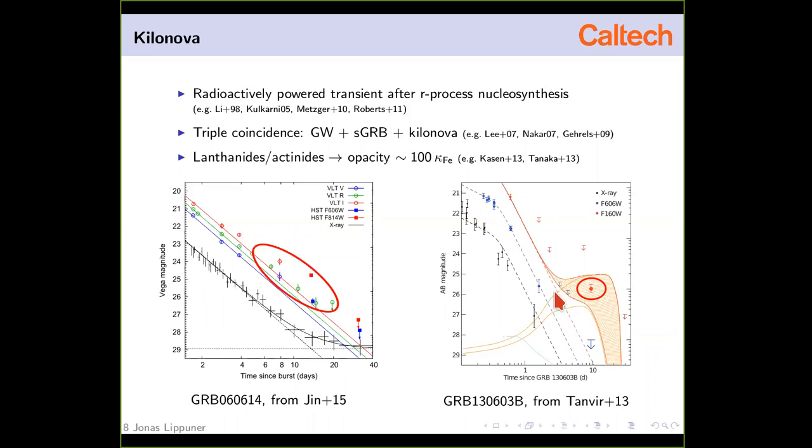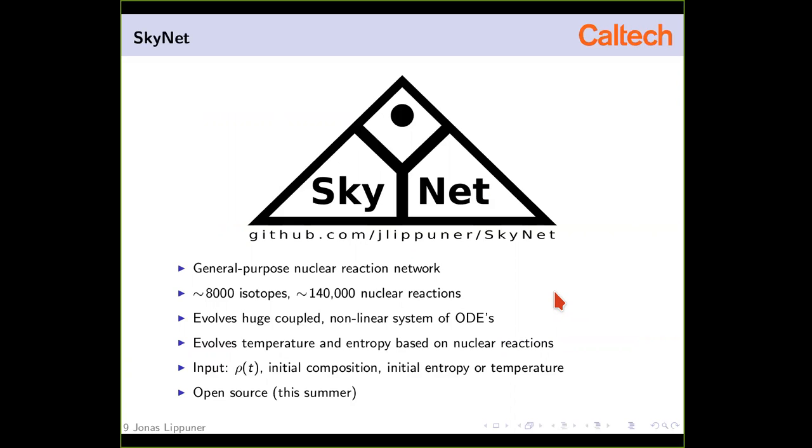Now let me quickly talk about Skynet, which is the nuclear reaction network that Luke and I have developed, and we've been using it to investigate how the r-process actually happens and what the final abundances and heating rates are that we get out, depending on the input parameters. And so we usually evolve about 8,000 isotopes and 140,000 nuclear reactions. And the way that the evolution of the abundances works is basically we can write down the first time derivative of each species, or of each isotope, that we're evolving.